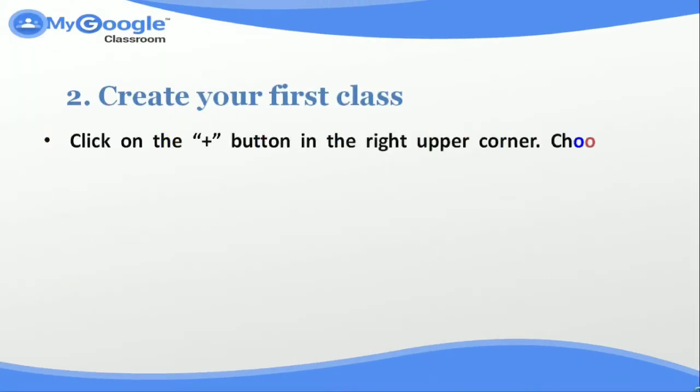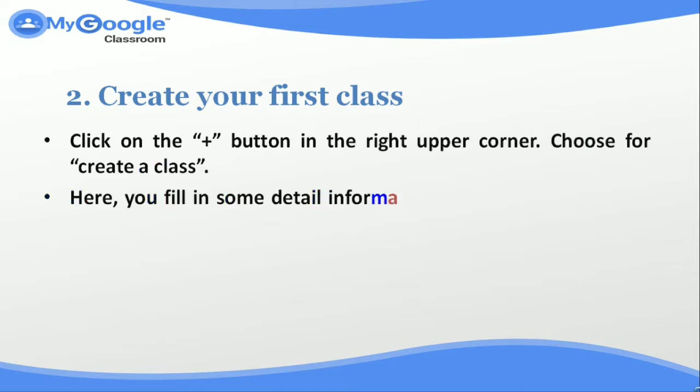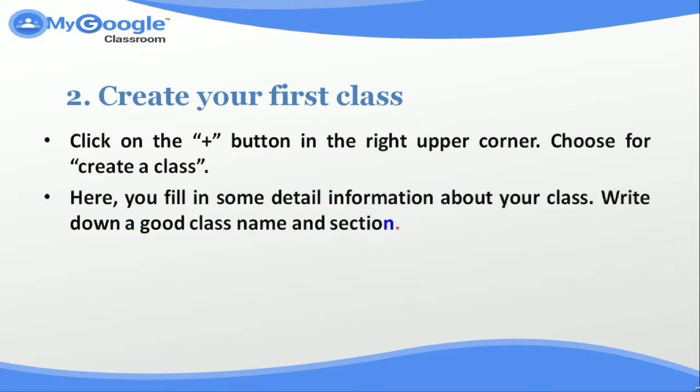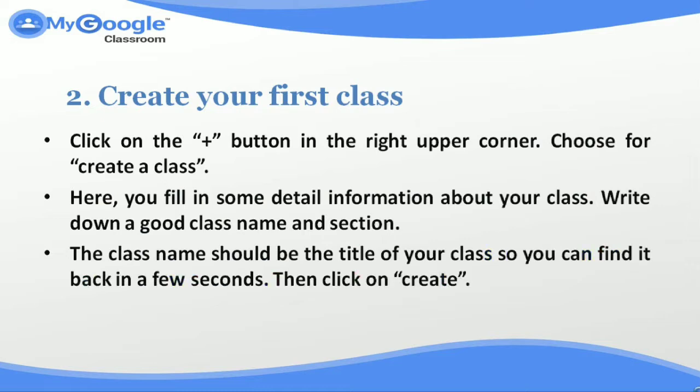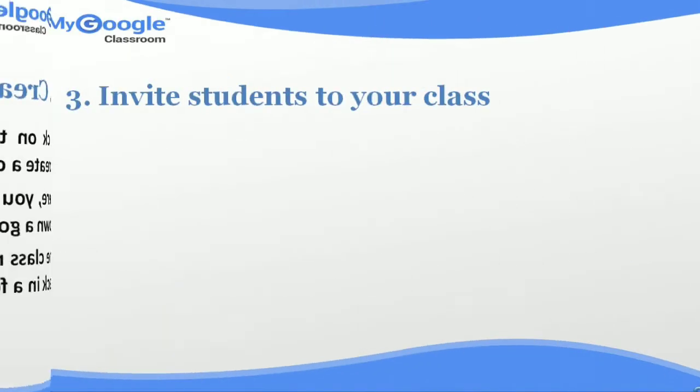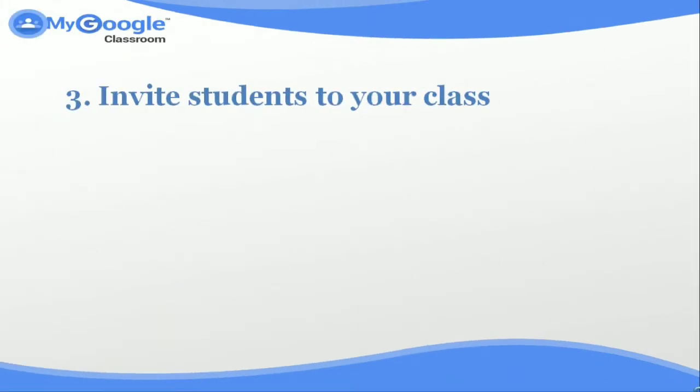Click on the plus button in the right upper corner. Choose Create a Class. Here you find some detailed information about your class. Write down a good class name and section. The class name should be the title of your class, so you can find it back in a few seconds. Then click on Create.